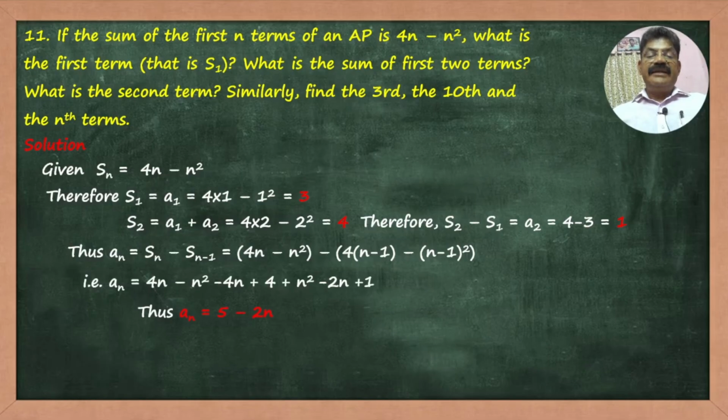Now you can verify A1 is equal to 3 and A2 is equal to 1. So A3 is equal to minus 1. A4 is equal to minus 3. A10 is equal to minus 15.